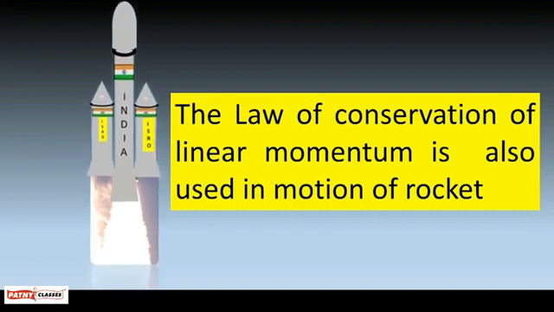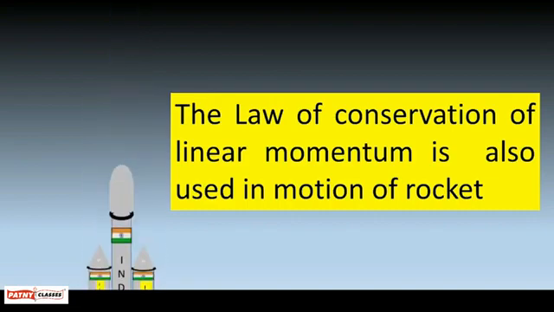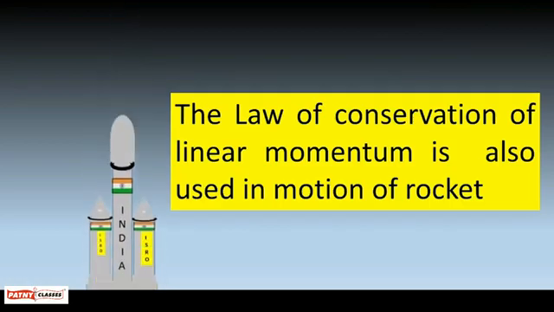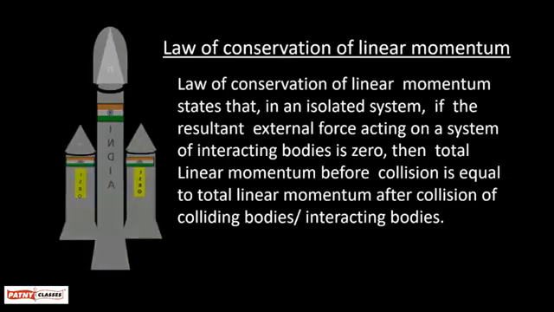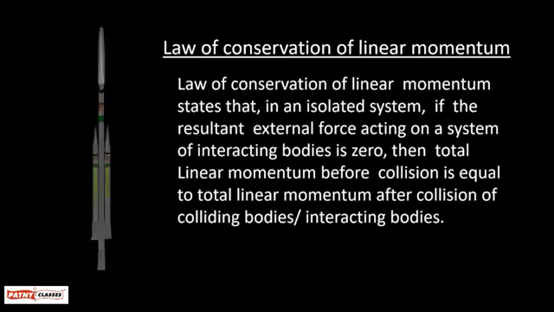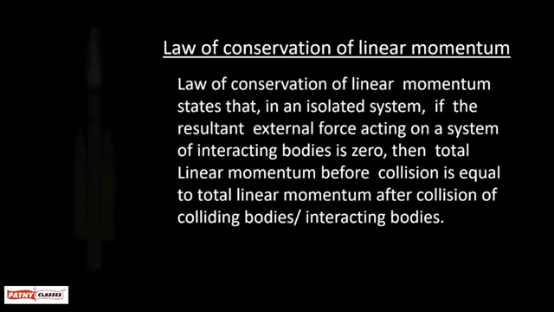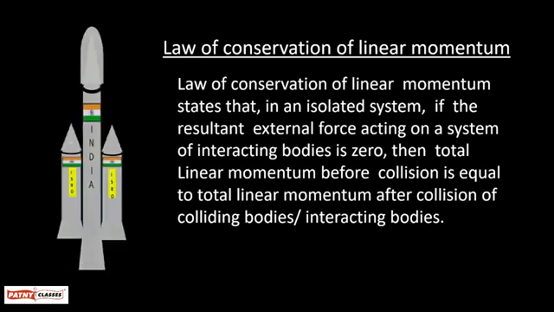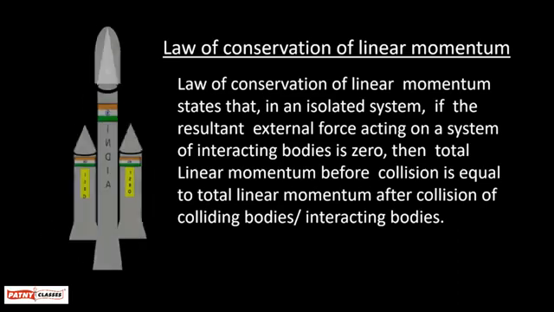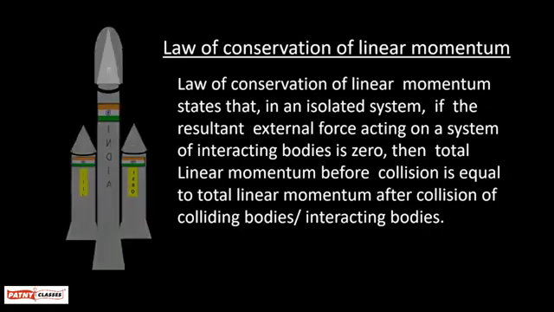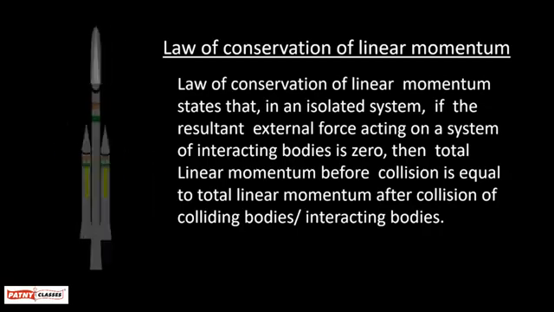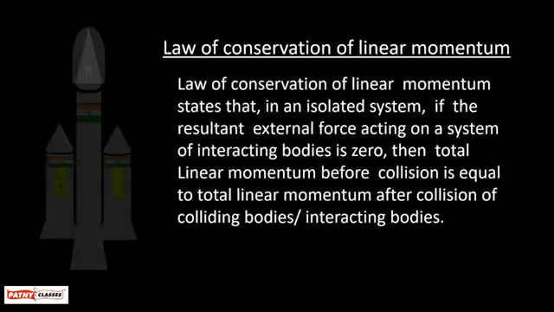The law of conservation of linear momentum is also used in the motion of a rocket. According to the law of conservation of linear momentum, if the resultant external force acting on a system of interacting bodies is zero, then the total linear momentum before collision is equal to the total linear momentum after the collision of the colliding bodies.